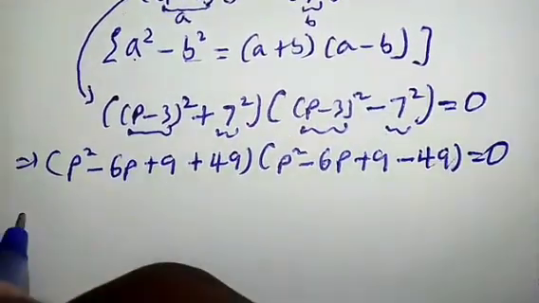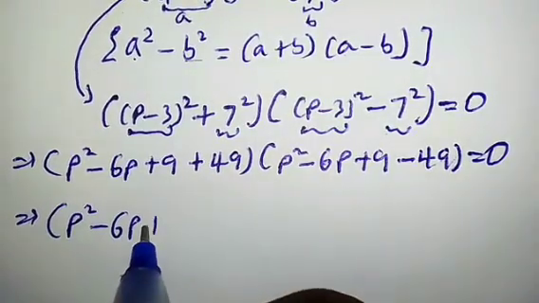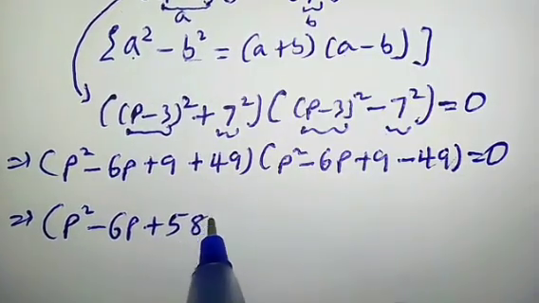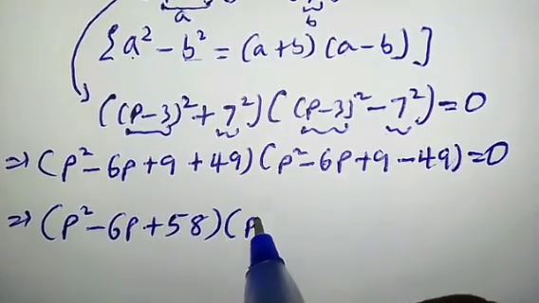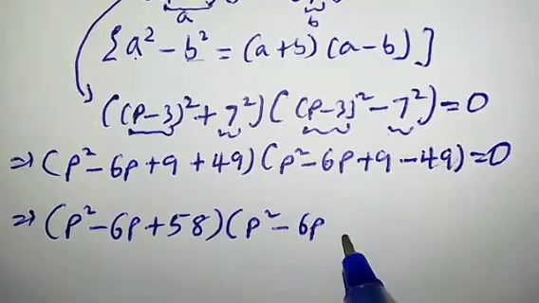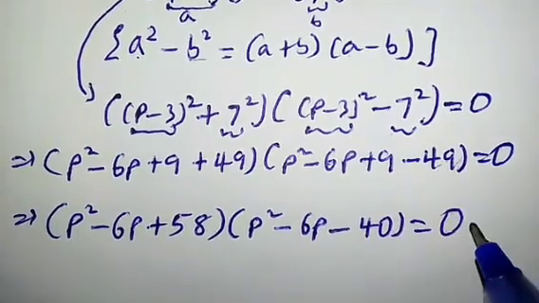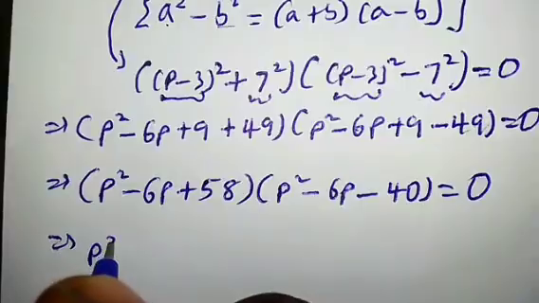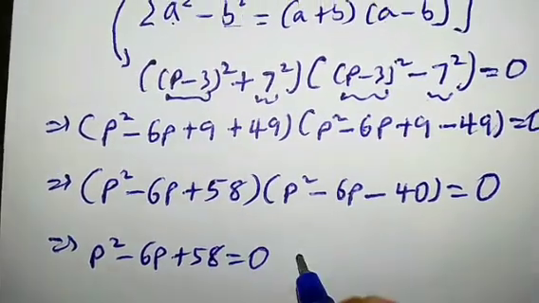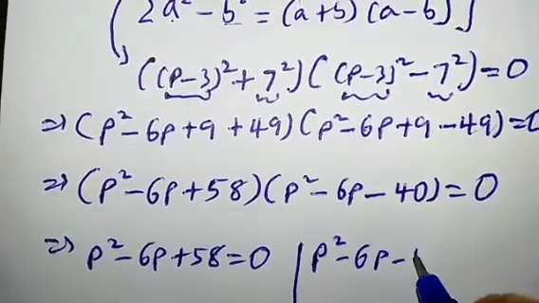Let's proceed further. So we have (p^2 - 6p + 9 + 49), that is 58, times (p^2 - 6p + 9 - 49), that is minus 40, equal to 0. This means that p^2 - 6p + 58 is equal to 0, or p^2 - 6p - 40 is equal to 0.